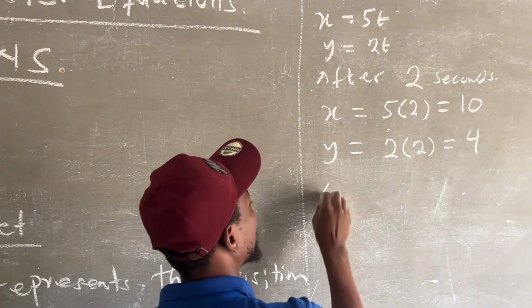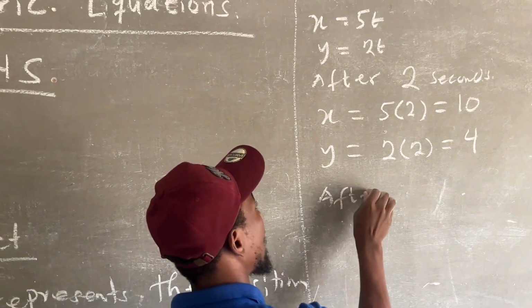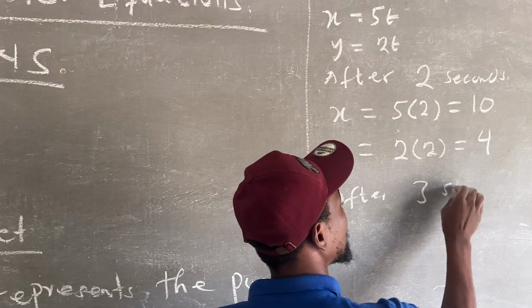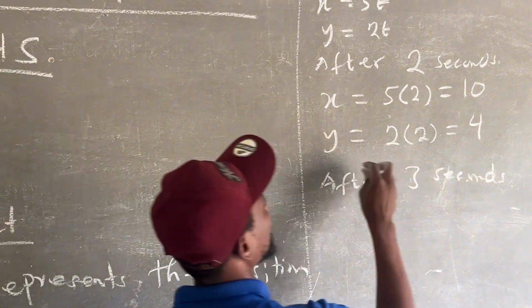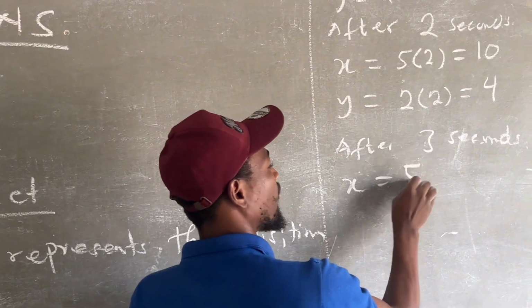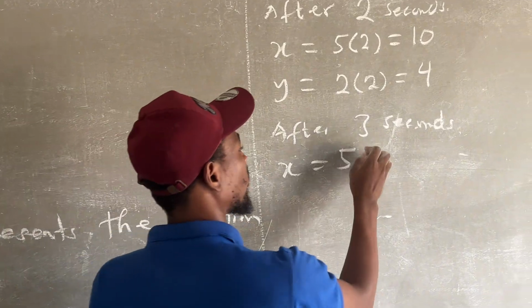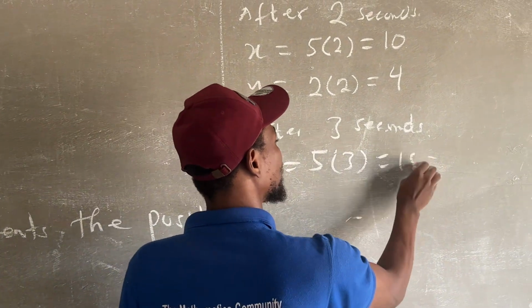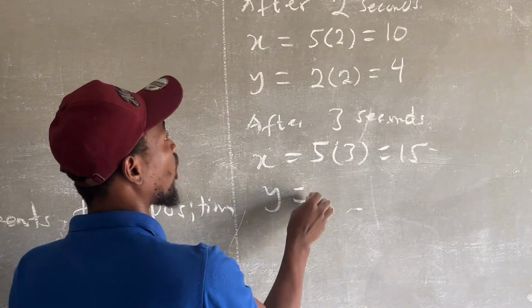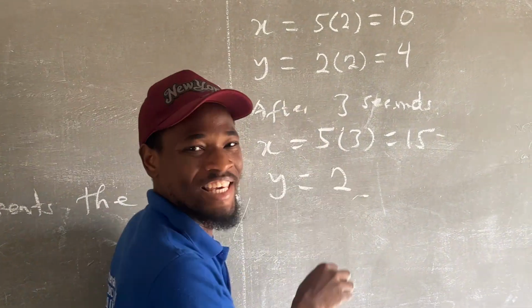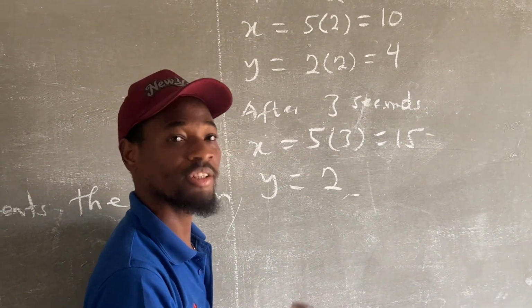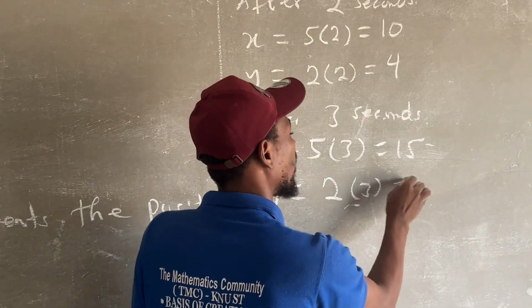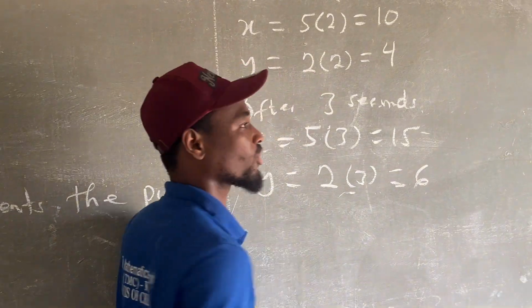Let me consider the last one. So let's say after 3 seconds, I have x equal to 5 times t, where t is 3. So I have 15, and y is equal to 2t, but t is equal to 3. This way, so what do I have? I have 6. Very good.